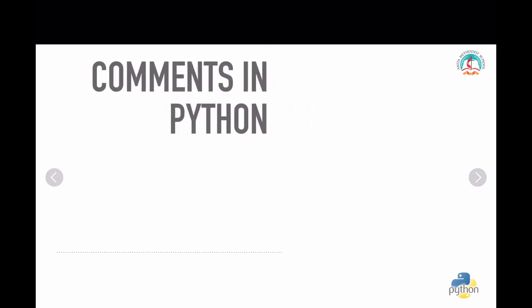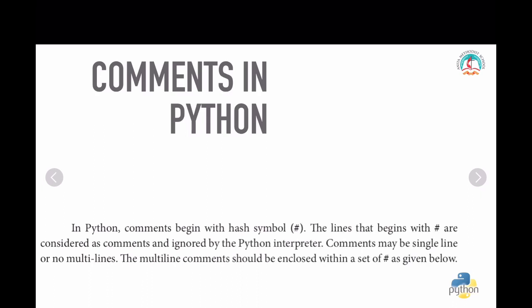And now we are going to see about the comment lines in Python, how to go about with the comment line. Already when you learned C++ in class 11, what is the comment line we used over there? In Python, a comment begins with a hash symbol. The lines that begin with hash are considered comments and ignored by the Python interpreter. Comments may be single line or multi-line. These multi-line comments should be enclosed with hash symbols.